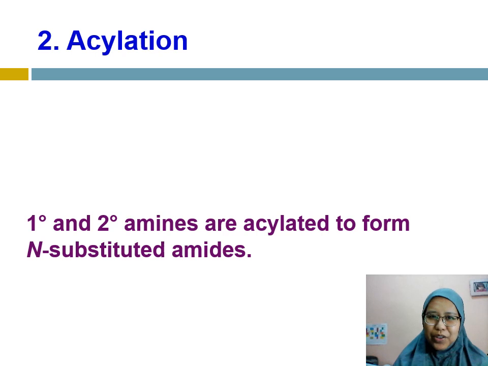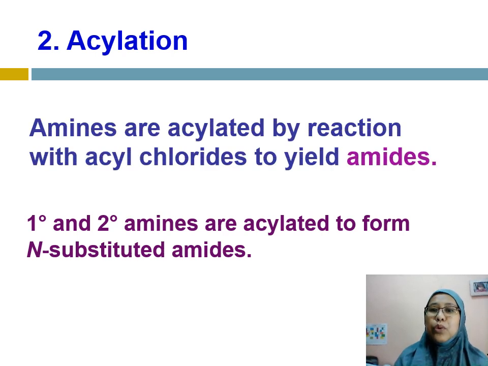Okay, the second reaction is acylation. We've learned this reaction before when we were forming amides. As with carboxylic acid, acyl chlorides are going to react with amines to form amides. Primary and secondary amines will be acylated to form N-substituted amides.